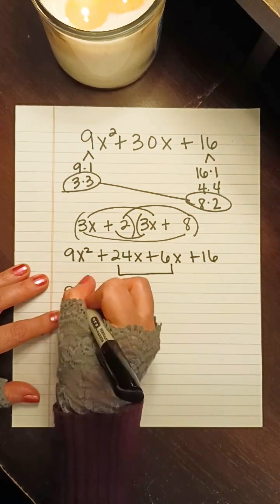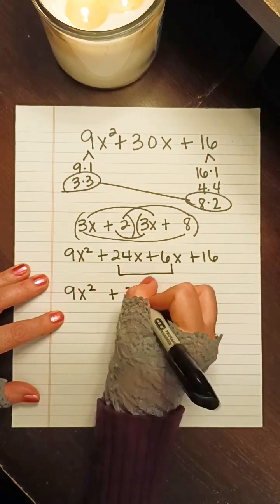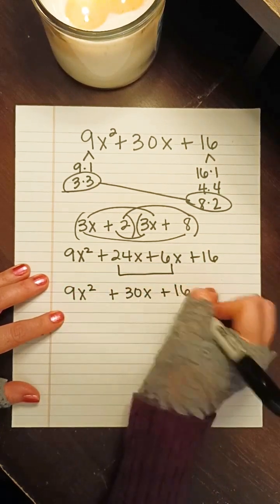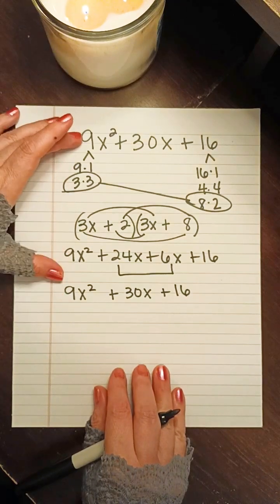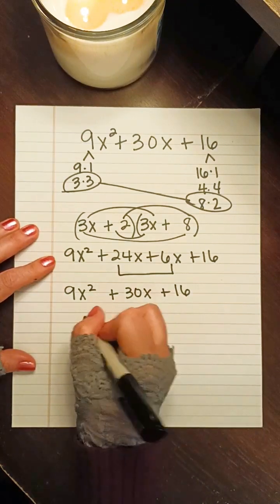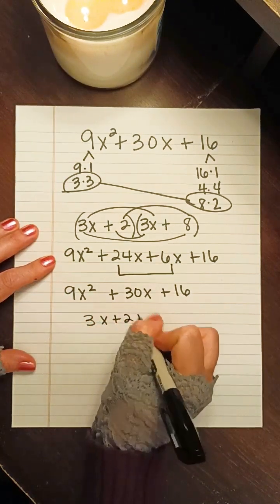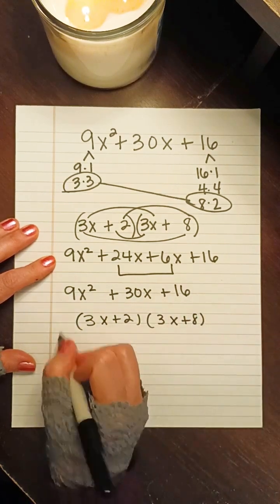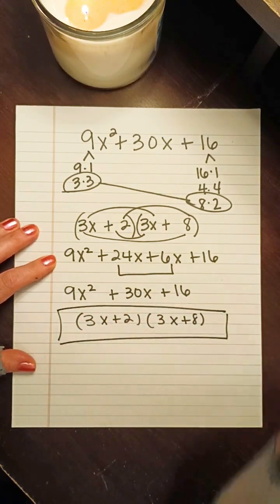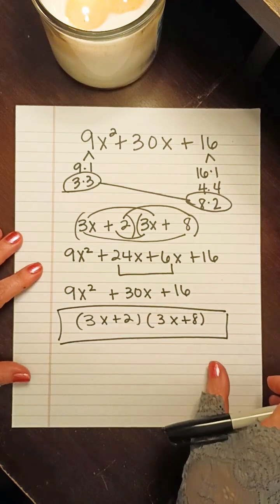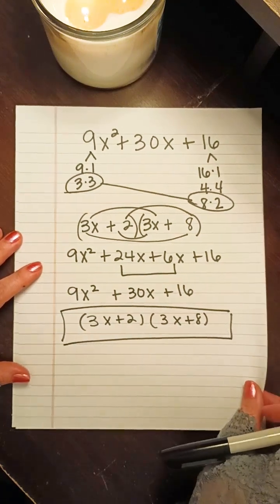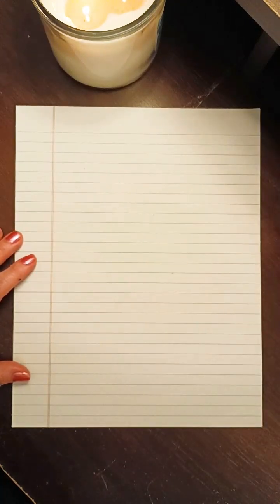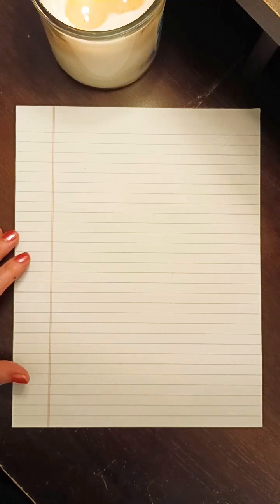So that is going to be 9x squared plus 30x plus 16, which is my original quadratic. So these two binomials are the factors of our quadratic. And that's it. So let's do another one.